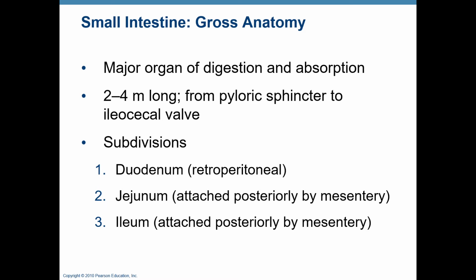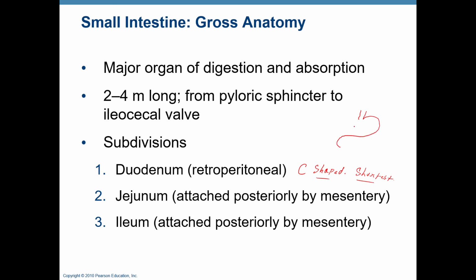Small intestine has 3 parts. We already talked about that. First, the short C-shaped part is called the duodenum. It is the shortest part and first part of the small intestine. And duodenum actually covers the head of the pancreas.